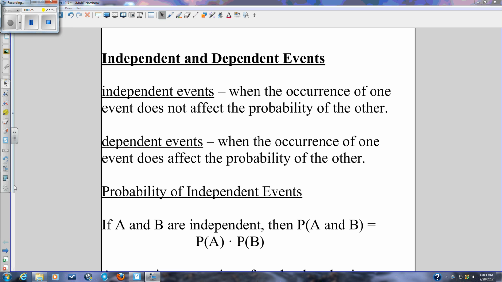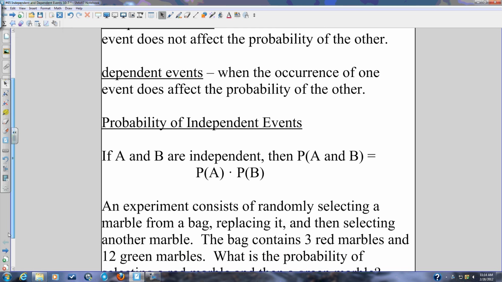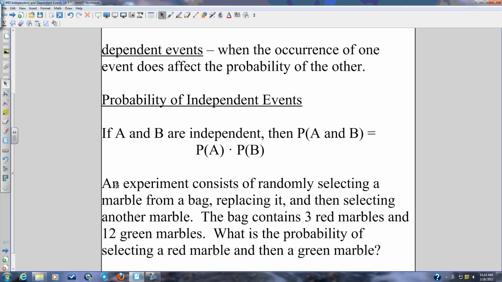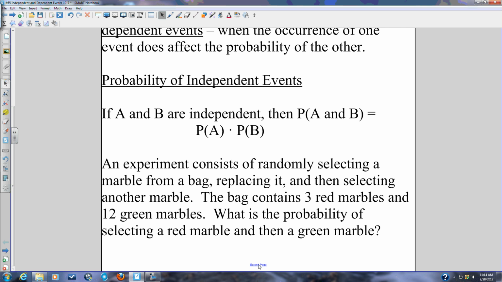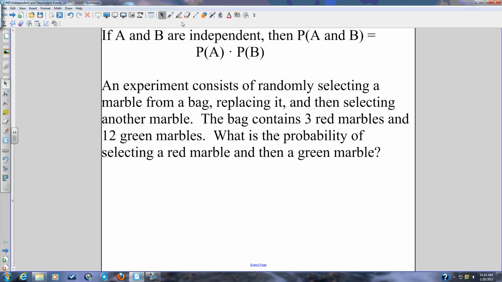We're going to take a look at the formula that we use for the probability of independent events. If A and B are independent, then the probability of both A and B occurring is equal to the probability of event A times the probability of event B. And I think this will become much more evident as to what this means if we look at an example. So let's take a look at this first one.